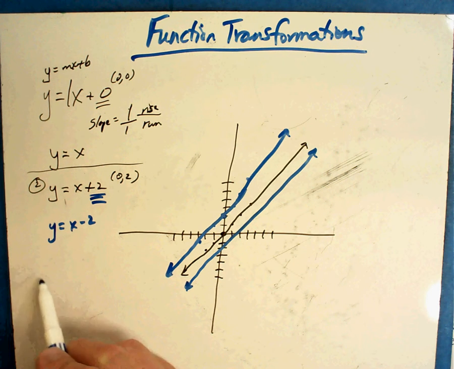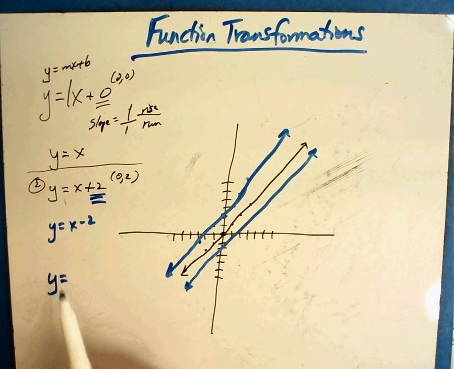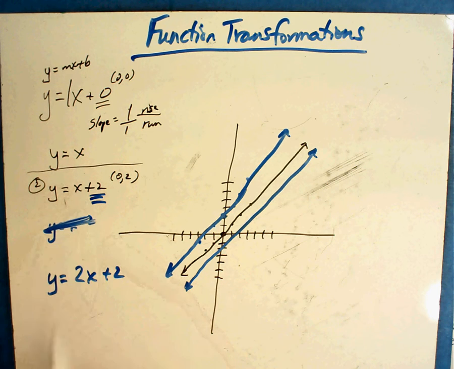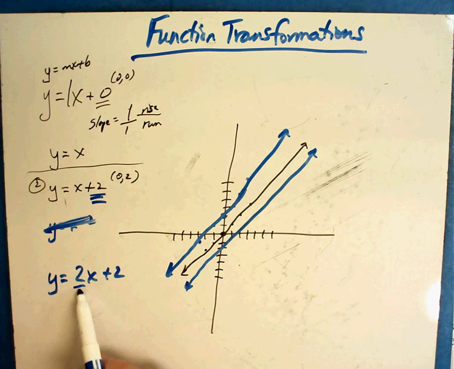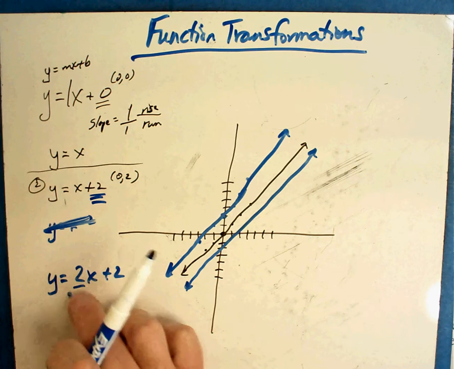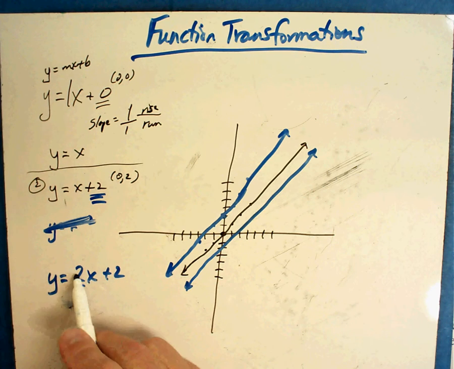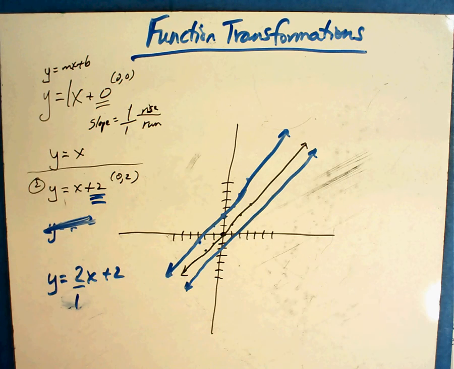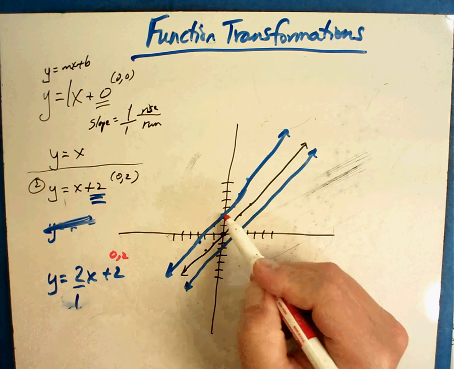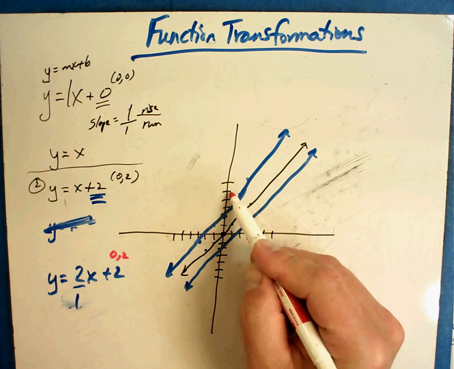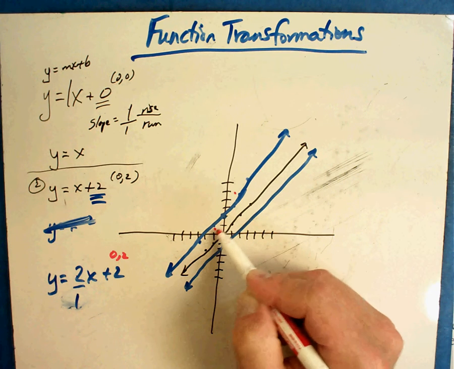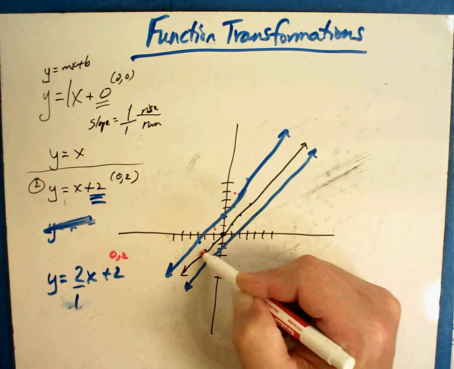What happens if I had something like y equals 2x plus 2? Taking that one out, my slope changed. It's now 2 over 1. So what would I have now? I would go up 2, right 1. It would start at 0, 2, that same spot right there, and go up 2 over 1, down 2, left 1, down 2, left 1. All of a sudden it starts getting steeper.